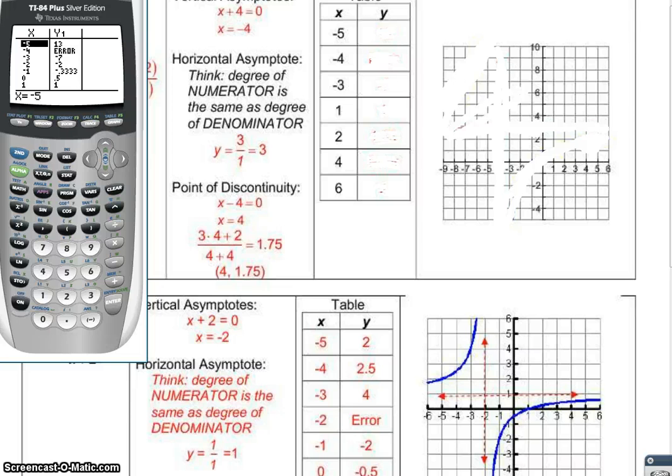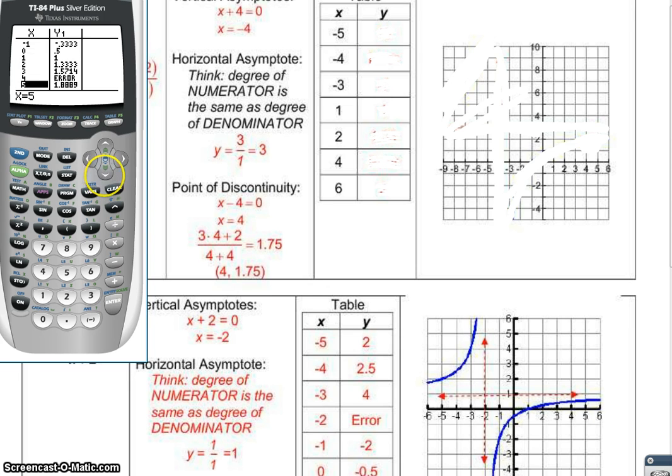So can somebody tell me why I'm going to have an error at -4? That's right, because it was my vertical asymptote. So remember, wherever I see error, that is my vertical asymptote, which is what we found by hand. At -3, I have -7. At 1, I have +1. If I scroll down, at 2, I have 1.3, or 1 1/3.